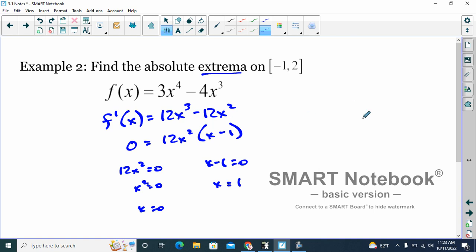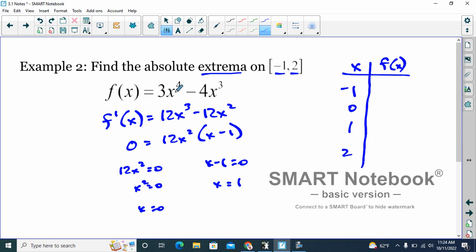Step 2 said to test the critical numbers, so 0 and 1, as well as the endpoints of the interval, -1 and 2, back into the original equation. So we're going to make an xy chart, or an f of x chart. It is important to label your chart because we're going to be doing other charts that have something other than f of x soon enough. We are plugging in our critical numbers, 0 and 1, and both endpoints, -1 and 2, for x, into f of x.